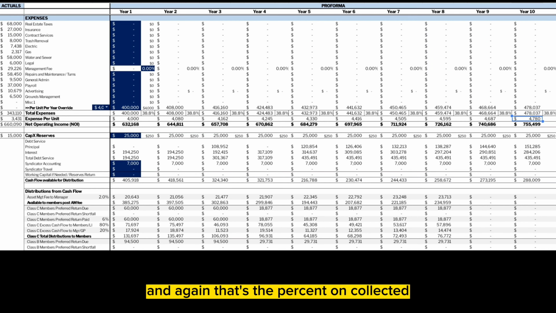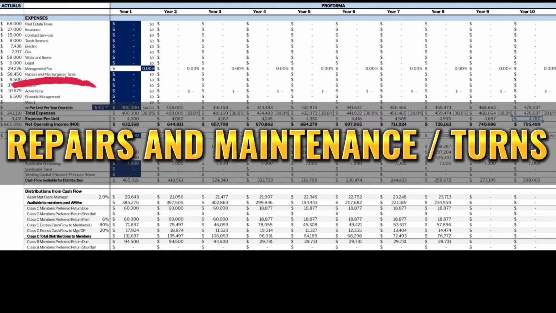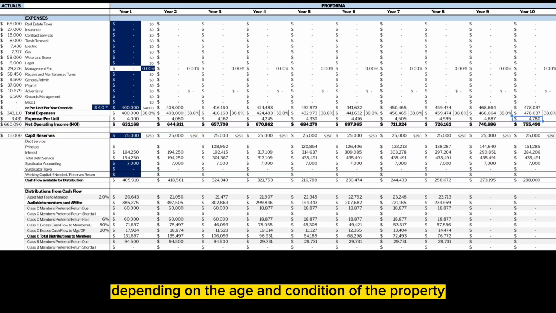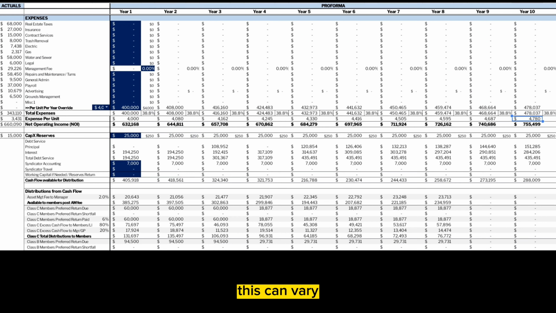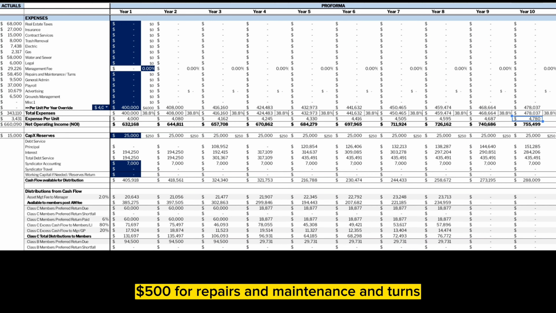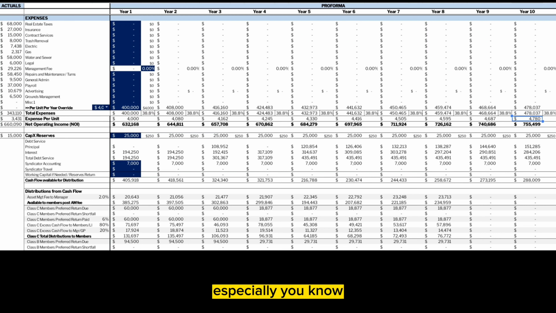And again, that's the percent on collected monthly revenue. Repairs and maintenance and turns, definitely depending on the age and condition of the property, this can vary. We've seen others underwrite and be able to stick to $500 for repairs and maintenance and turns per unit per year. On the higher end, $750, $800 for some of those older properties where we know there's going to be a little bit more intensity of maintenance and taking care of items, especially 60s, 70s builds.